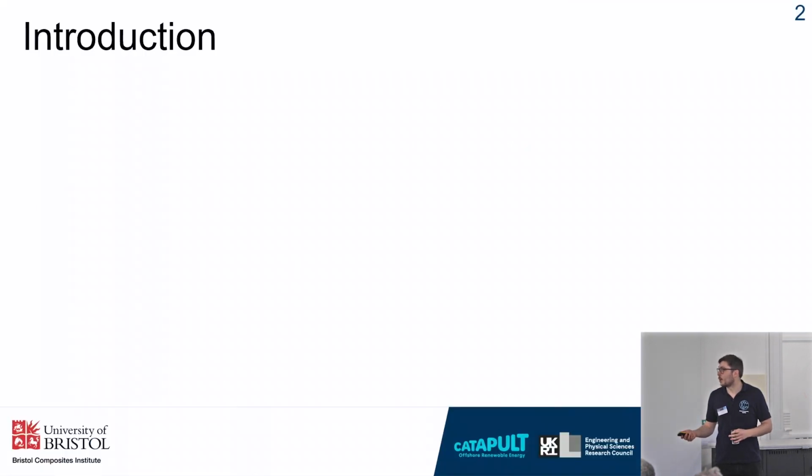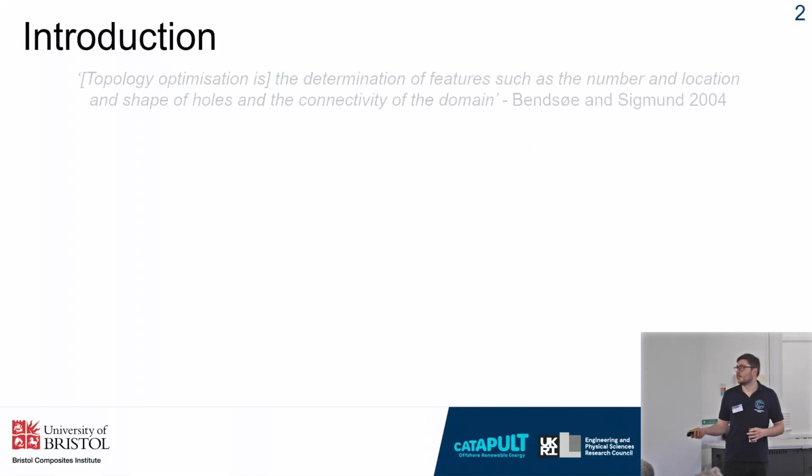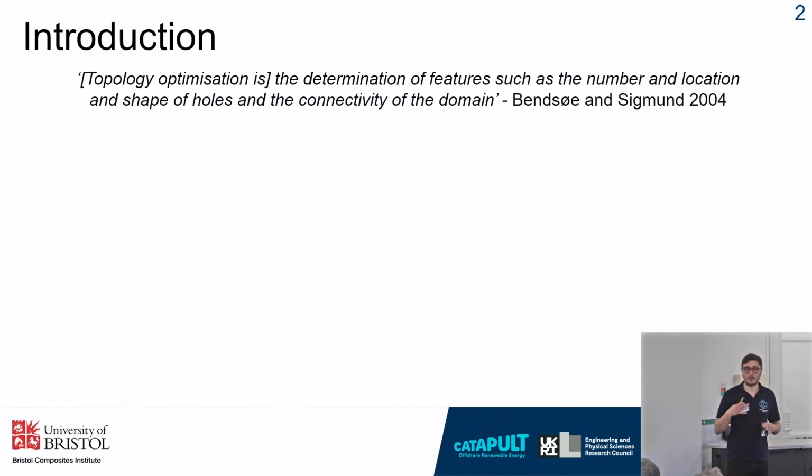Just as a basic introduction, in 2004, Bendsøe and Sigmund were finalizing some of the more complex work that underpinned topology optimization as a concept. They described it as the determination of features such as the number, location and shape of holes and the connectivity of the domain. Now, they were talking a lot about very solid-void representations of structures.